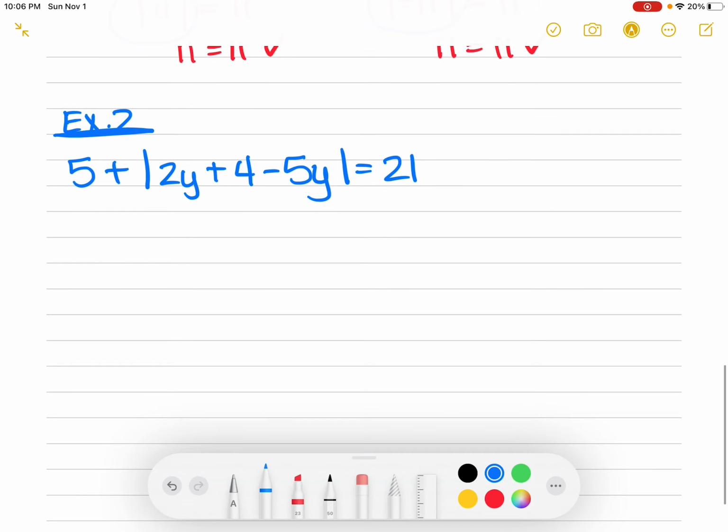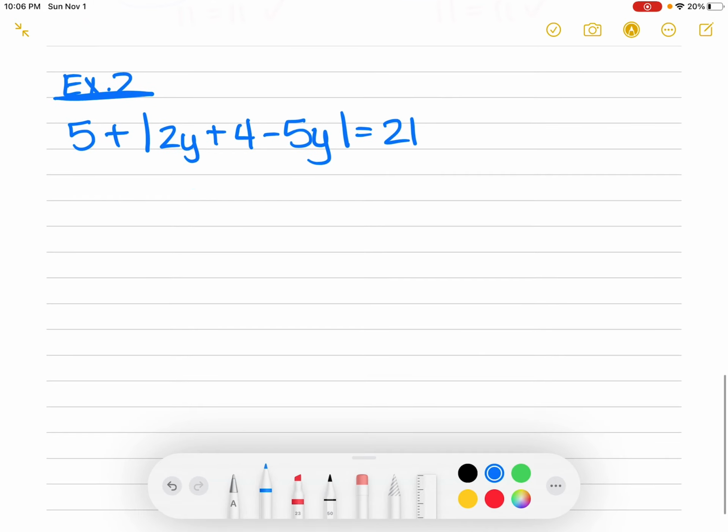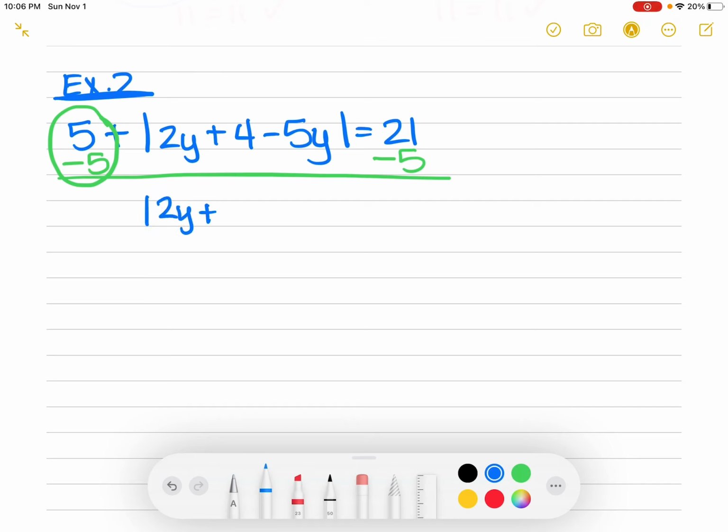Okay, now on this one, I do not have the absolute value by itself. It's inside of something else. We have this plus 5 right here. That is not in the absolute value. Well, before I do anything, I want to move that plus 5 over to the other side. So I'm going to subtract 5. You always want to have your absolute value by itself. So this is going to equal 0, and so it's gone on that side. So all I have left is the absolute value.